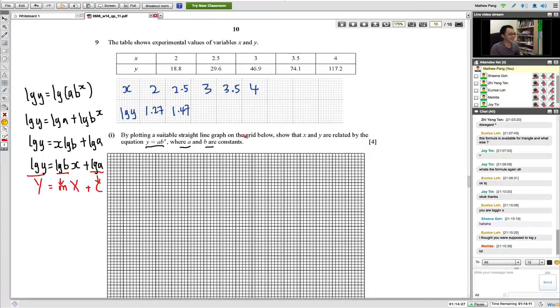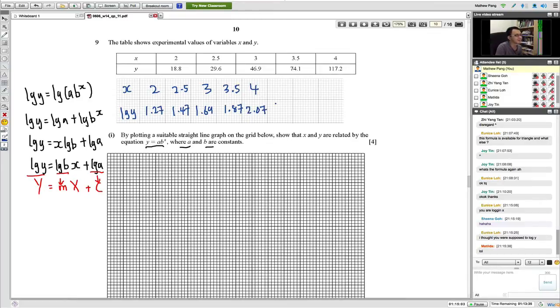Okay, this is log 39.6, right? So I should log 46.9. Let me redo it again. Log 46.9 is 1.69. Yeah, this one sounds correct. So I will log 74.1, it's 1.87. And then I will log 117.2. Okay, it's 2.07.